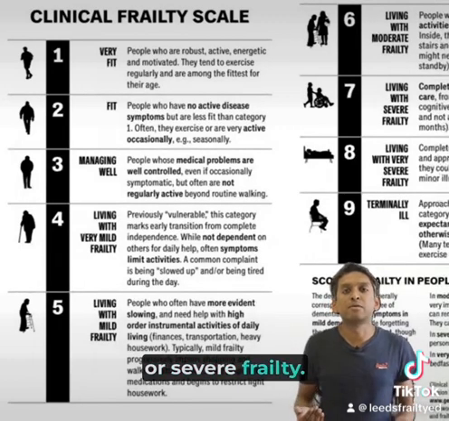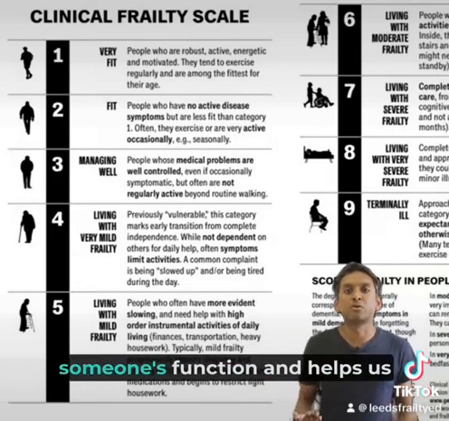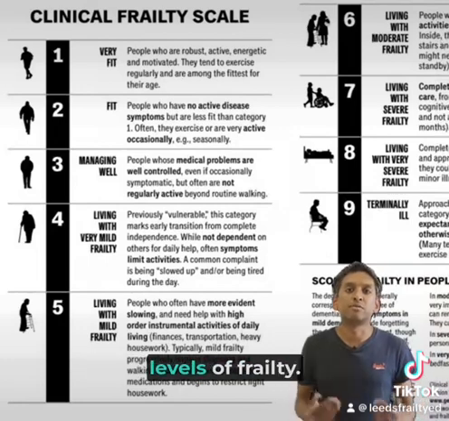So the clinical frailty scale is a good way of identifying people at risk, particularly those at moderate or severe frailty. But it also helps us use a common language to describe someone's function and helps us to put in place different interventions for different levels of frailty.